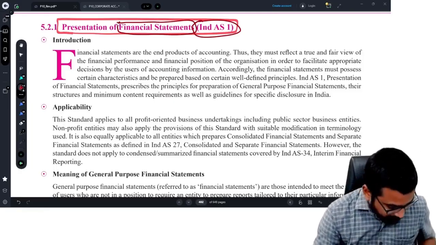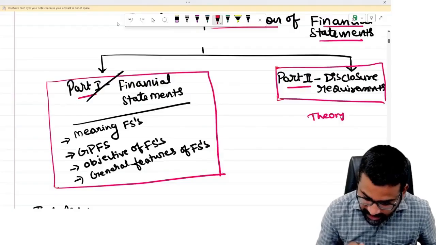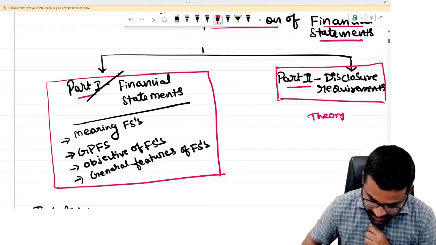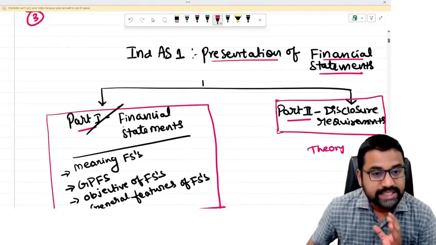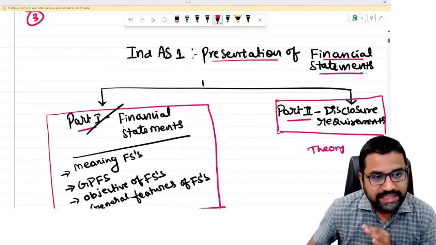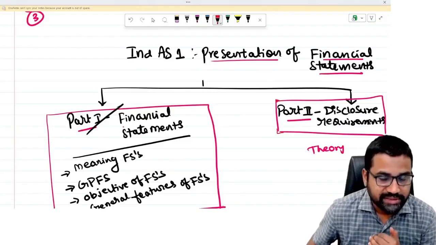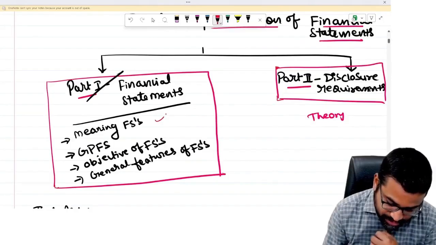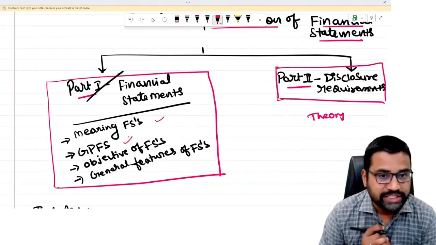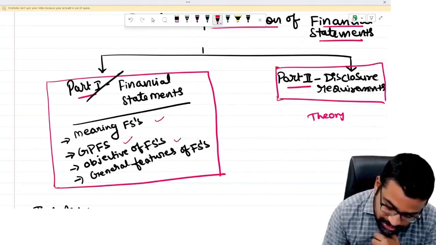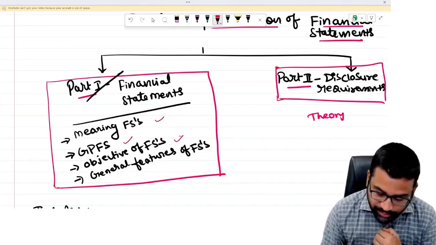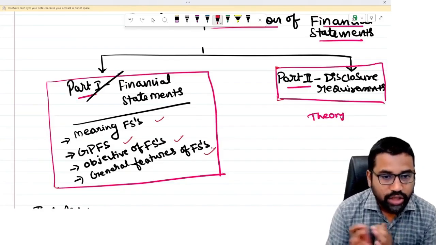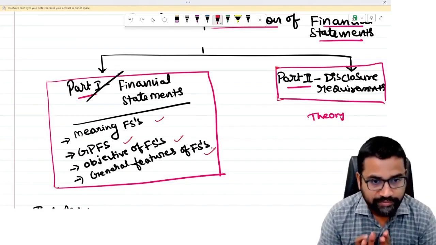Basically this standard can be divided into two parts. The first part is about financial statements. Like what is the meaning of financial statements? What are general purpose financial statements? What are the objectives of financial statements? And what are the general features of financial statements? All these things are there in part 1.